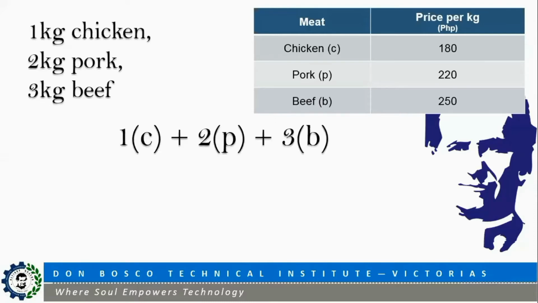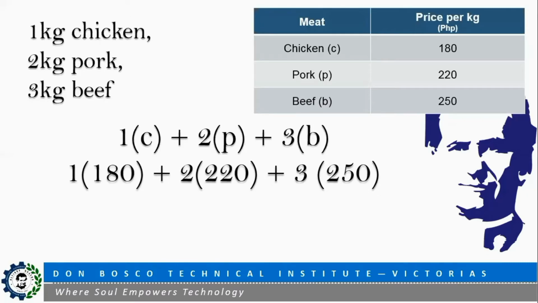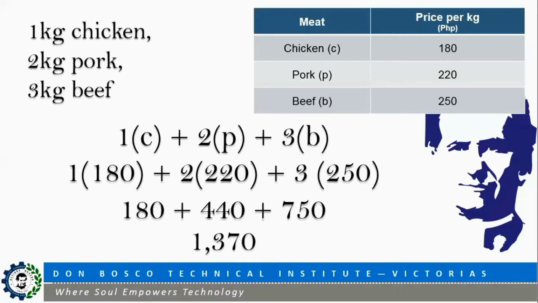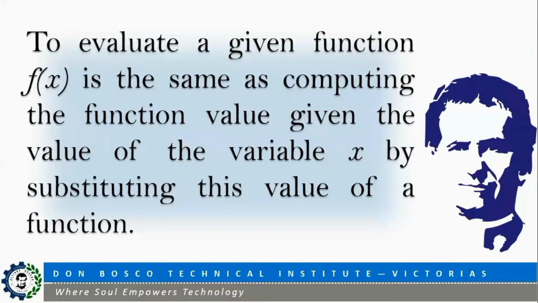So we use again the expression 1C plus 2P plus 3B to represent the situation. And since the price list is now different, C will now be substituted by 180, P will be substituted by 220, and B will be substituted by 250. Simplifying, we have 180 plus 440 plus 750. The budget, if we use the price list from last week, should have been 1,370 pesos.